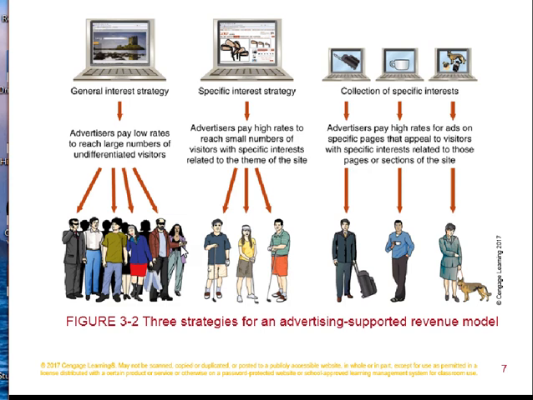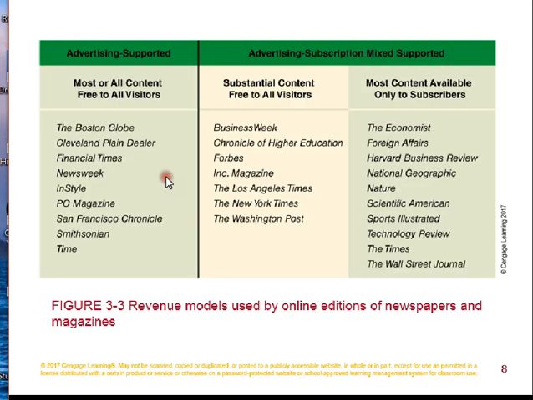And then you can also have a site that's a collection of specific interests. Here, advertisers pay high rates for ads on specific pages that appeal to visitors with those interests, and then you have different sections of the website for different groups of people.